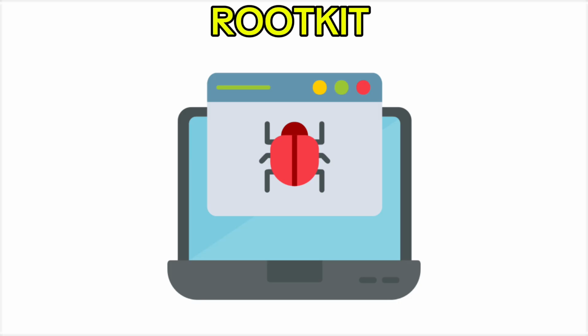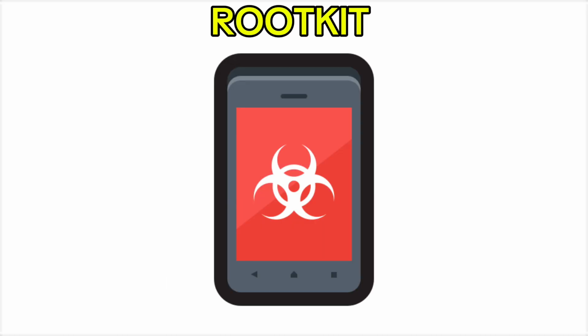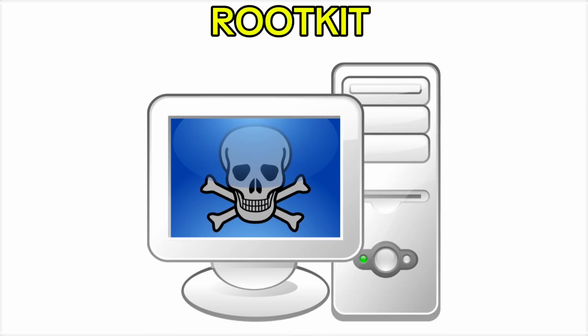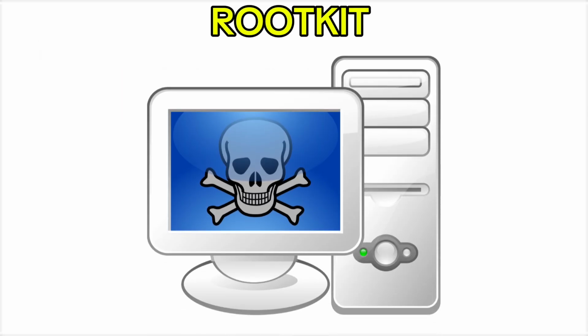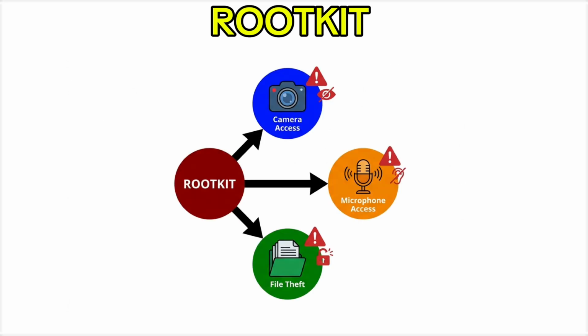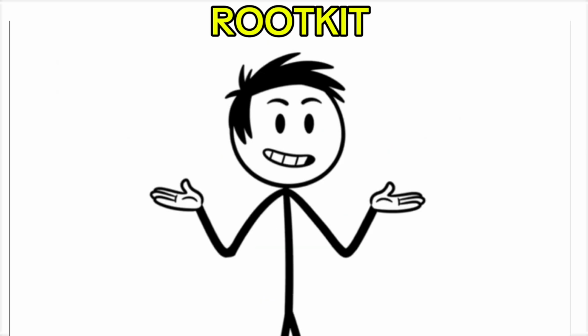Rootkit. A rootkit is one of the most advanced types of malware. It buries itself deep inside your phone's operating system, which is the core software that runs everything. Once it is there, it is very hard to detect and even harder to remove. A rootkit gives hackers full control of your phone at the deepest level. They can turn on your camera, listen through your microphone, or steal any file they want. Rootkits are rare but extremely powerful.